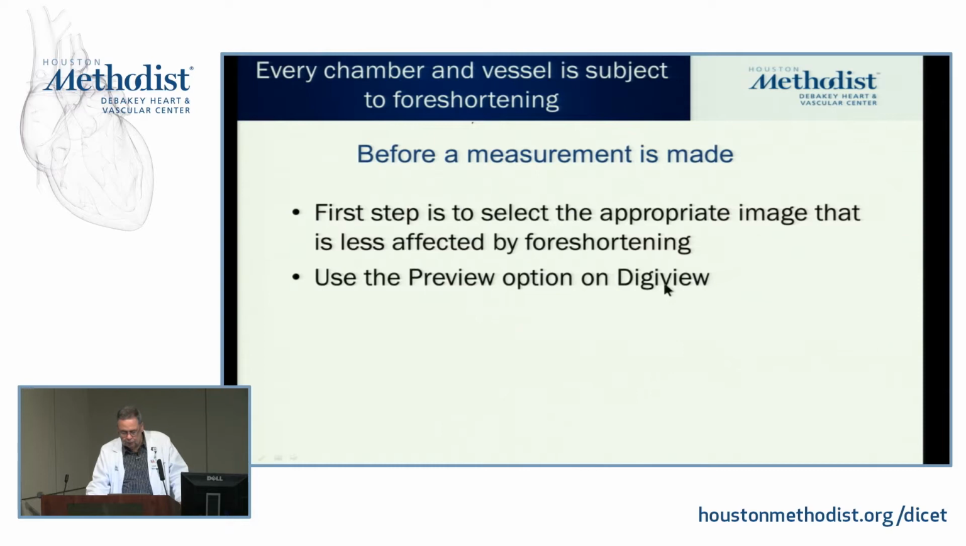The preview option is great because you go through the entire study before you make a measurement. Don't start making measurements on your very first view. Go through the entire study. You might find the best parasternal long axis in page 4 because the sonographer went back and did it. So look at the whole preview before you measure anything. Left atrial volumes, LV dimensions, anything.